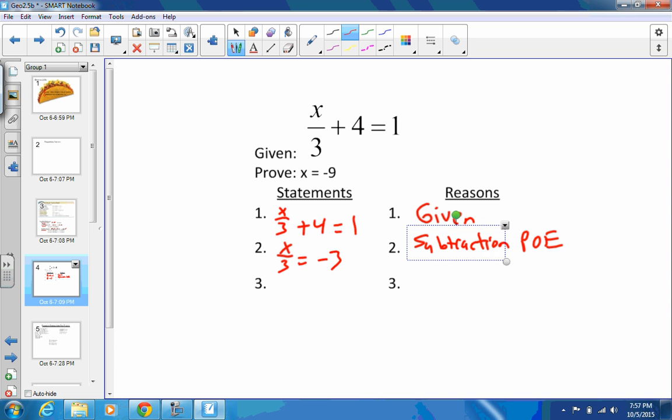And then the last step would be to multiply both sides by 3. You get x equals negative 9. That would be the multiplication property of equality. So that's a basic algebraic proof, just using those properties as reasoning for getting from what we start with to what we wanted to end with.